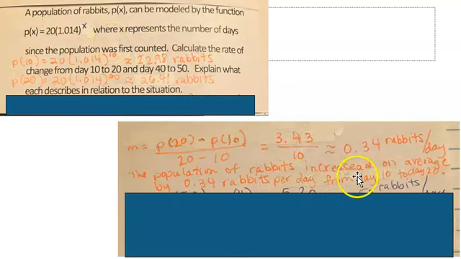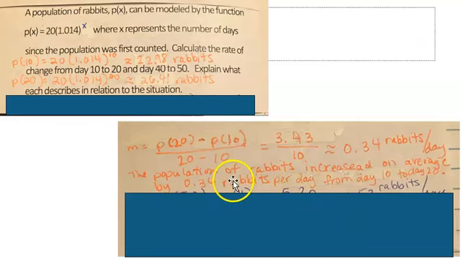So the population of rabbits increased on average. The number is positive, so I know it had to have increased the population by 0.34 rabbits per day from day 10 to day 20. Again, I understand that I can't have 0.34 rabbits, but I also can't say 0 rabbits because that wouldn't make sense, and I can't say 1 rabbit either because that also wouldn't make sense in this particular situation because there just aren't enough rabbits yet for that number to become a whole number.